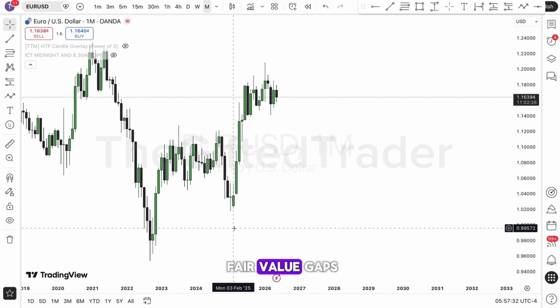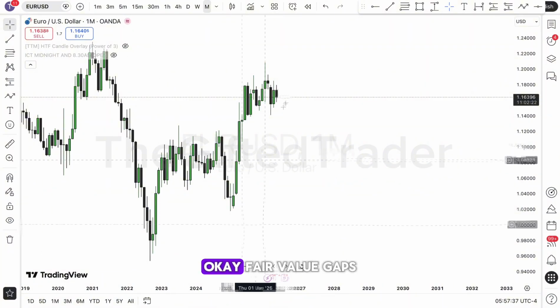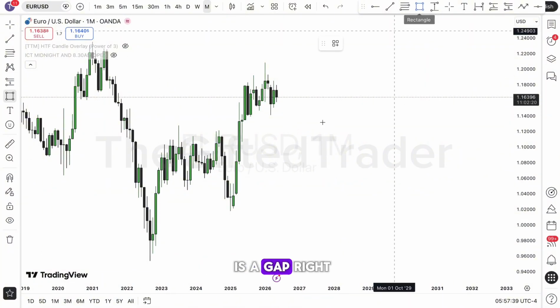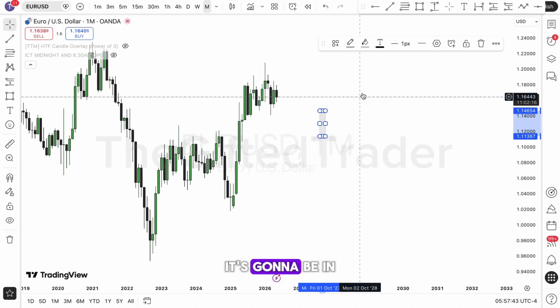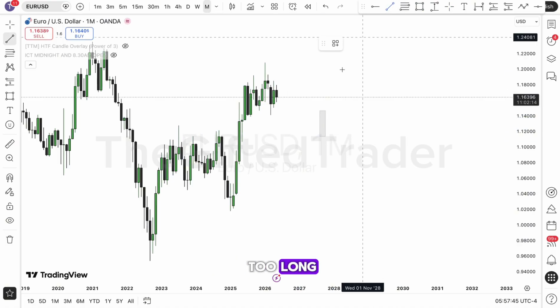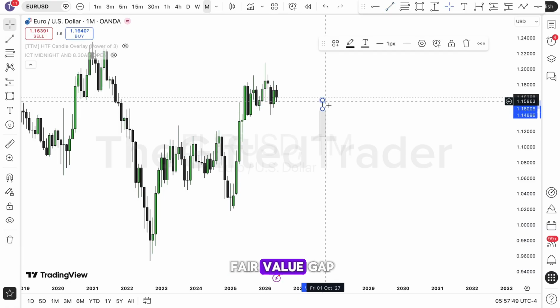Now, fair value gaps. What are fair value gaps? A fair value gap is a gap, right? It's going to be in the PDF. Let me not make this video too long. Here is an example of a fair value gap.